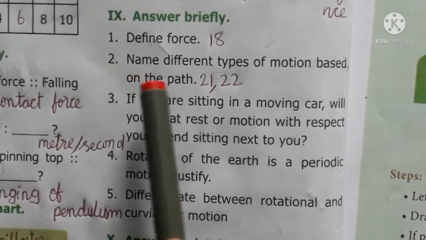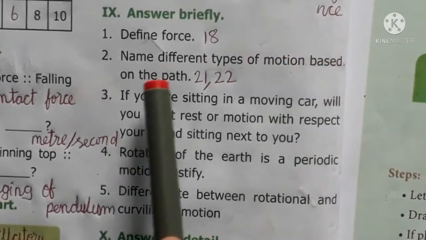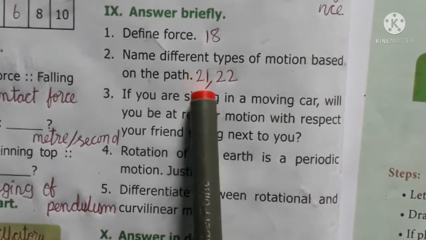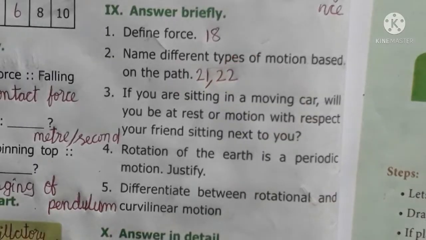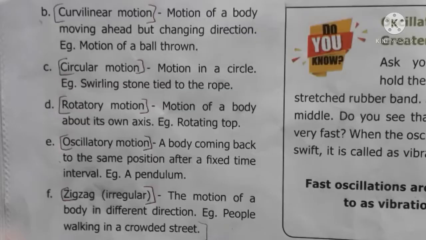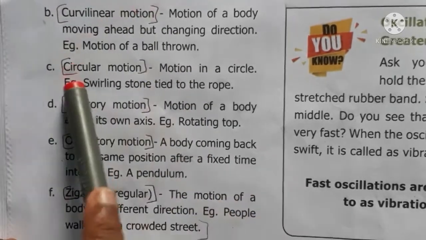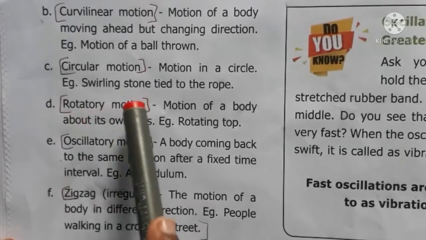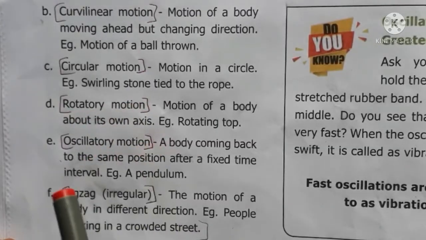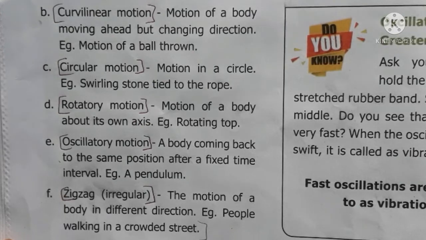Second question. Name different types of motion based on the path. Page number 21 and 22. Page number 21, the answer is linear motion. Next, page number 22, curvilinear motion, circular motion, rotatory motion, oscillatory motion, zigzag, irregular. These are all the answer for the 9th Roman letter, second question.